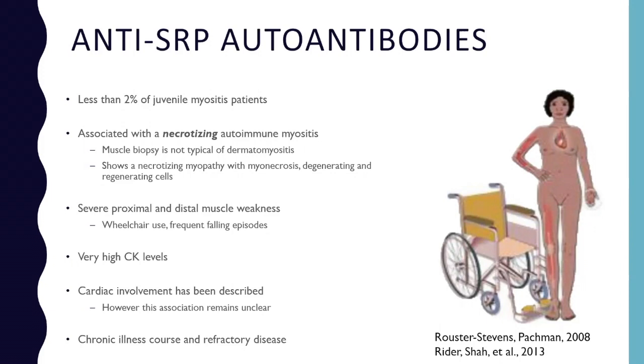Kids can usually have very severe weakness. They have frequent falling episodes, they need wheelchairs, and they have very, very high creatine kinase levels. Cardiac involvement has been described in this population, as you can see by the little heart here in the picture, but this association remains somewhat unclear, because the numbers we're looking at are so low. Patients in general have a more chronic illness and are more refractory to treatment, so harder to treat.